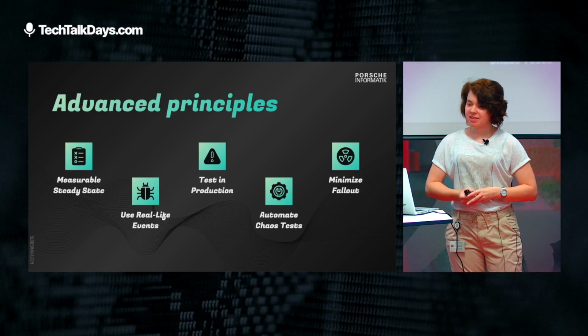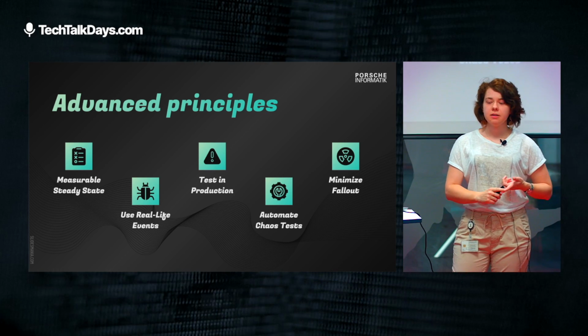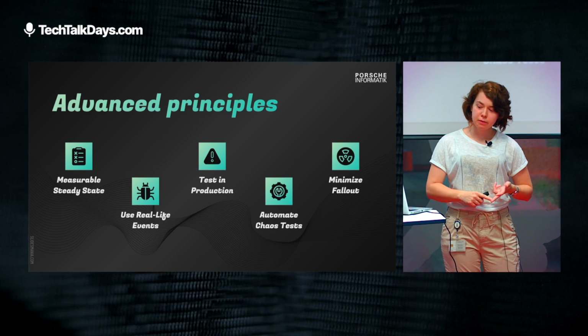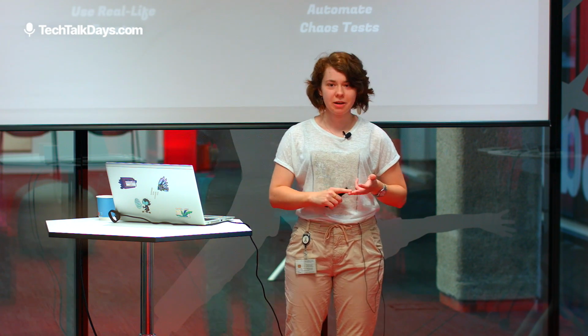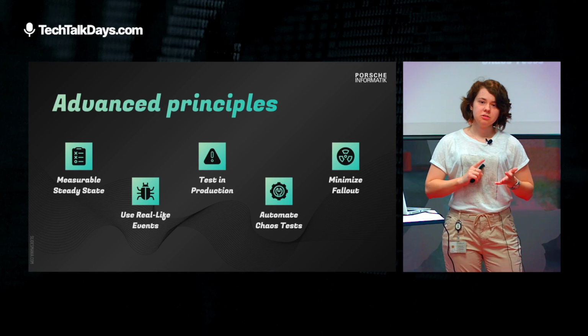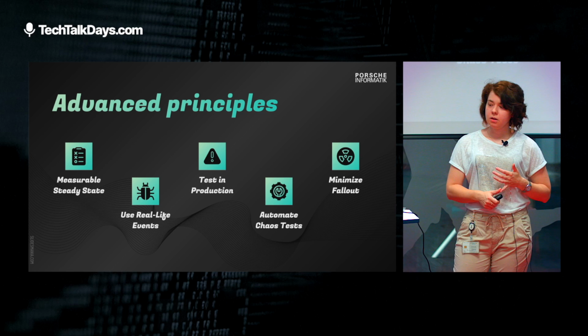All right, let me summarize that real quick. You want to have a measurable steady state, you want to use real-world events, you want to test in production at some point, not initially, I don't recommend it at least. You want to automate your chaos tests, and you want to minimize fallout.